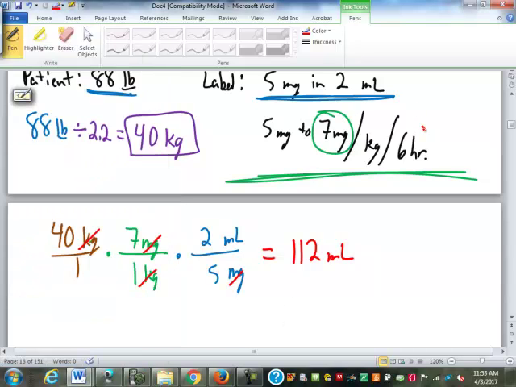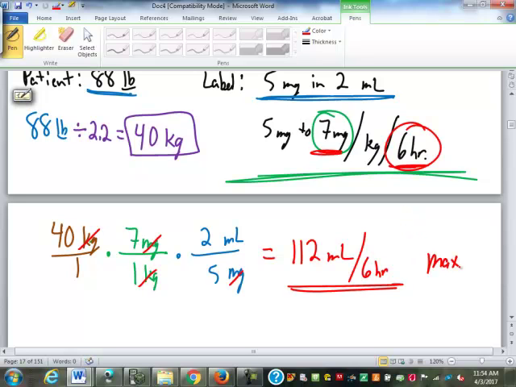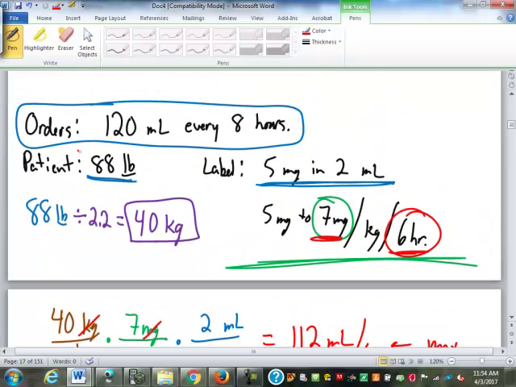And now we do have to come back up here and grab this time frame. That is per 6 hours. That is, we use the larger number, so that is the maximum. Now we have to change that because the doctor's orders are every 8 hours.